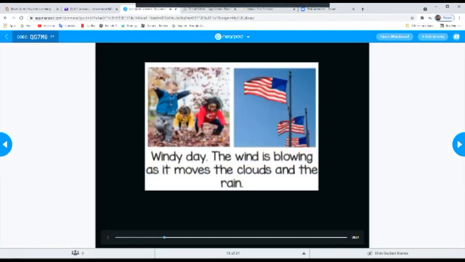On a windy day, the wind is blowing as it moves the clouds and the rain. Okay, look at the flags. What is moving the flags? Yes, Michael. The wind. Awesome. The wind. Whoosh. And the leaves. See the children? The leaves are in the air. Very good. The wind.